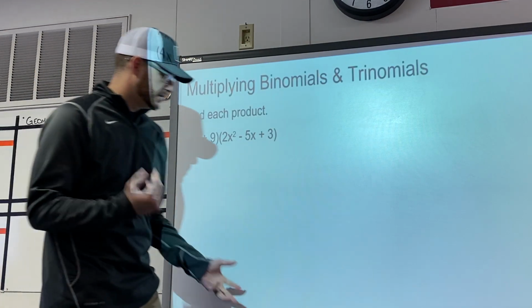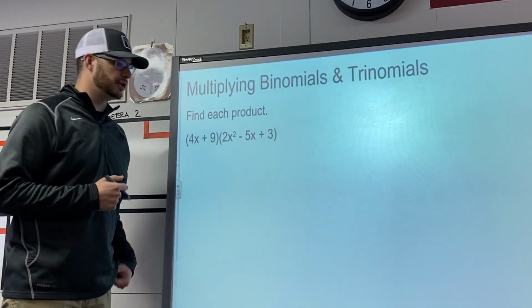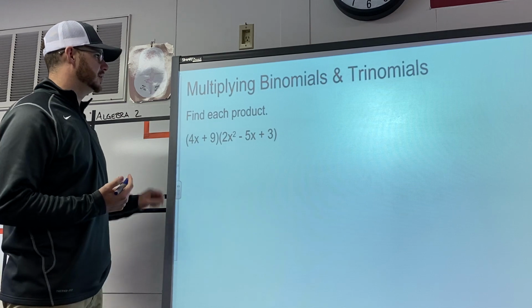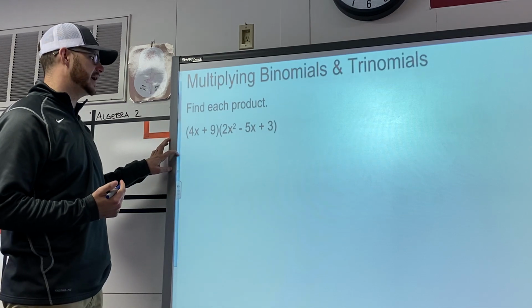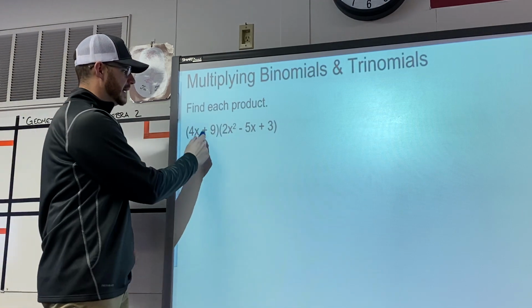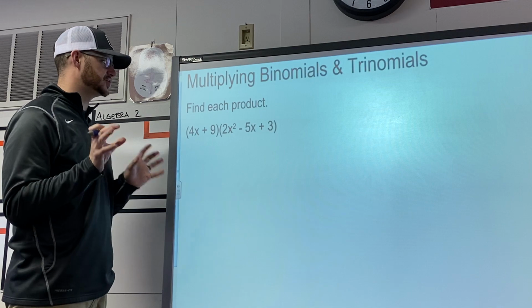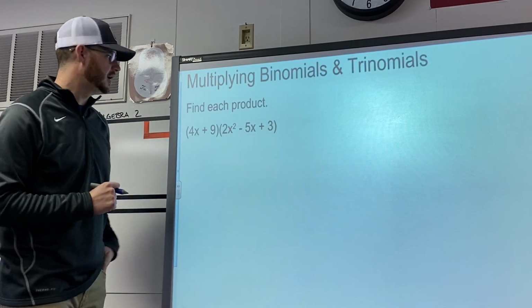So that was the last two slides. We've been working on multiplying two binomials by each other. Here we're going to be working on multiplying binomials and trinomials. So we're going to do one example that's a binomial and a trinomial, and one example that has two trinomials multiplied.